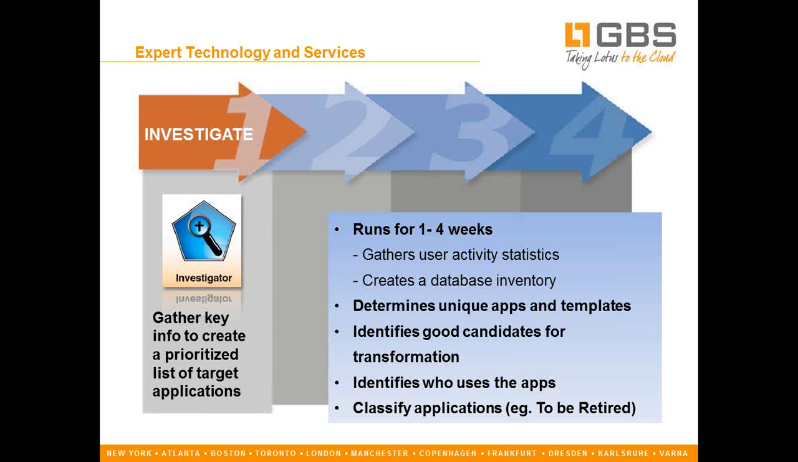Using the investigator is going to allow us to identify the good candidates for transformation, because based on those usage statistics, we're going to be able to find out which applications are used the most, by whom, and how often. And that's going to allow us to classify those applications into a list that's going to show us which applications could, for example, be sunset and retired, which applications are not necessarily required for transformation, and which applications will make their way into a prioritized list for transformation.